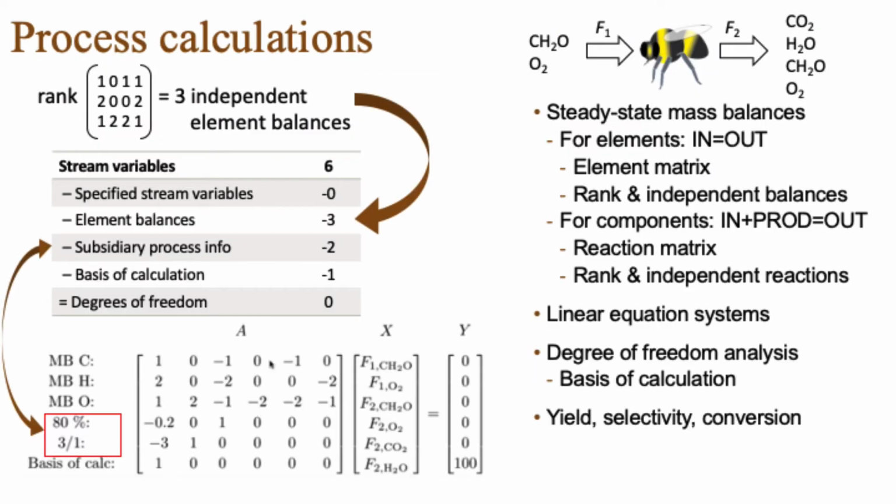In the process calculation section, students learn to make steady-state mass balances for elements and for components. The rank of the element matrix and reaction matrix respectively is important, as that gives you either the number of independent element balances or the number of independent reactions. In process calculation, you get a system of linear equations that describe the steady state. By making a degree of freedom analysis and introducing a basis of calculation, you can determine if the system is solvable or not. Yield, selectivity and conversion are important terms in this section.